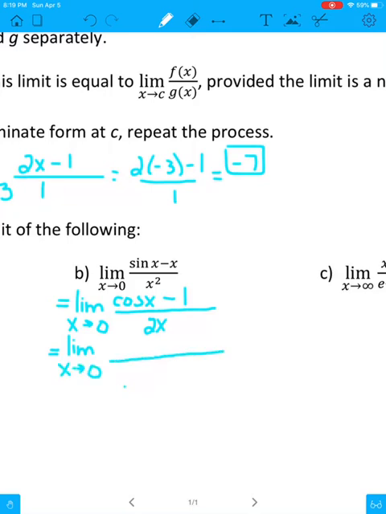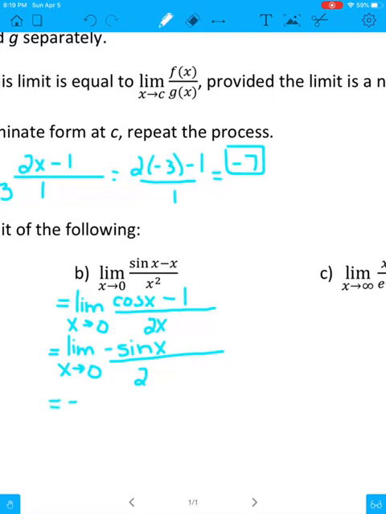The derivative of cos x is negative sine x. The derivative of minus 1, it goes away. The derivative of 2x is 2. Now if I plug the 0 in, I won't get a problem in the denominator. I'm just going to erase this little dot. So now I can actually plug it in.